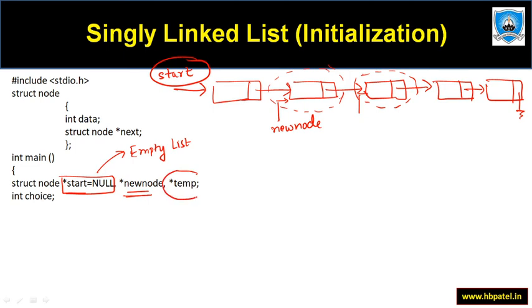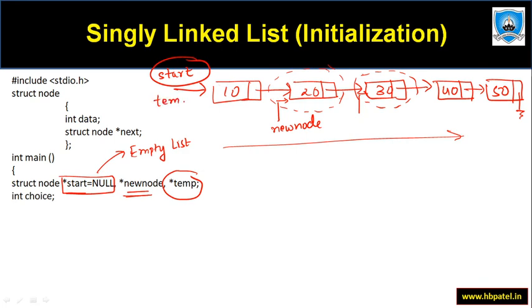And the third is the temporary pointer. If you wish to traverse, like if you wish to print all the elements 10, 20, 30, 40, 50, I need one extra variable which starts from the very first location. Temp equal to start. Then you can keep on changing temp: temp equal to temp arrow next.